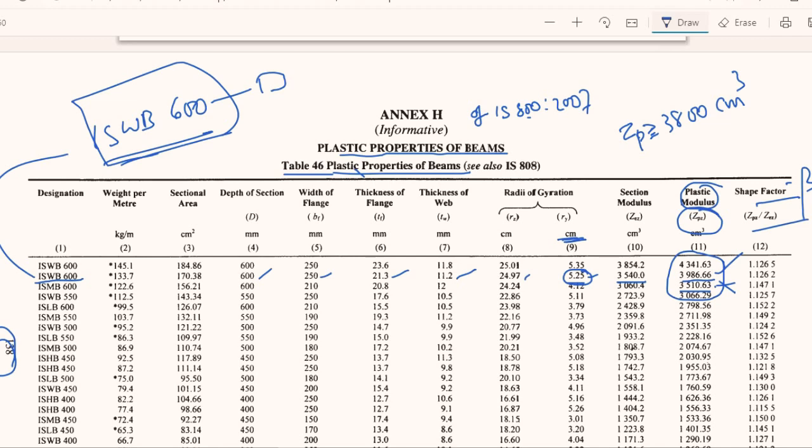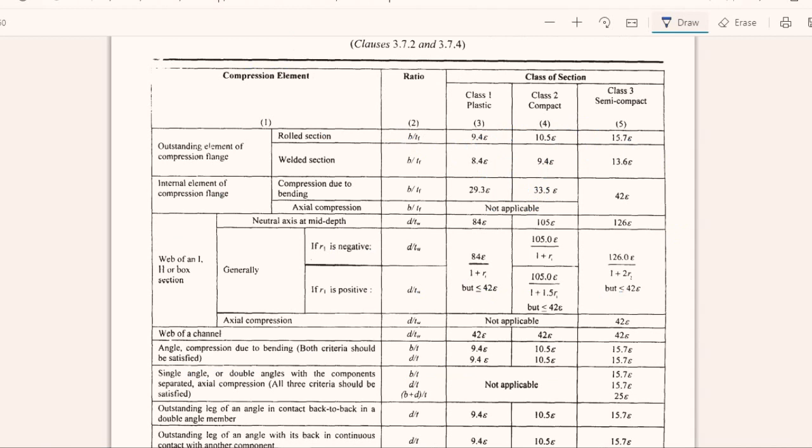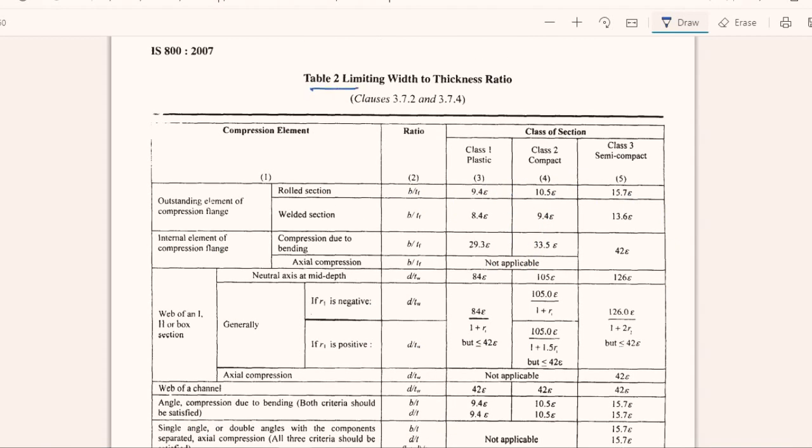So from this table you have to decide which section I have to use. So I have decided some section in this step 4. Next, this section is then classified based on B by TF and D by TW from table 2 of IS 800 2007. So this is table 2 of IS 800 2007.